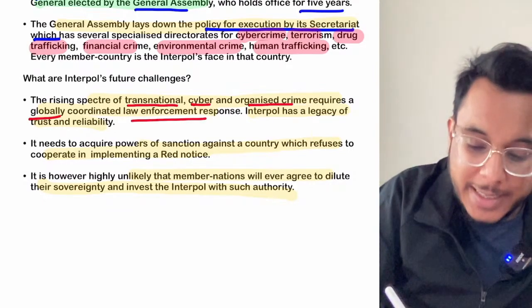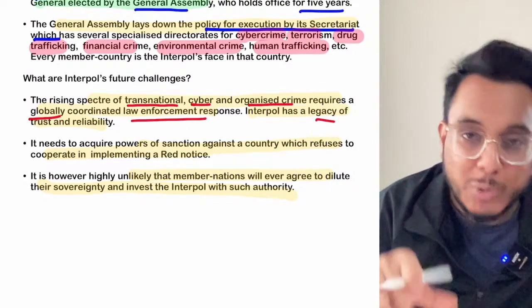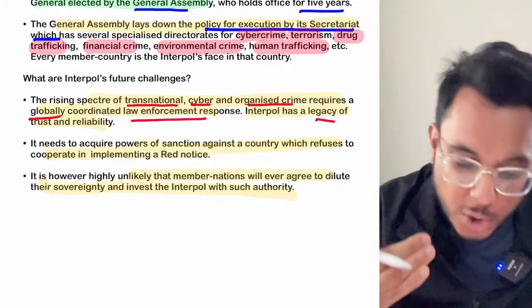Up till now the Interpol has a legacy of trust and reliability. It has not worked in a biased manner. Now the Interpol is asking that their power should be enhanced.